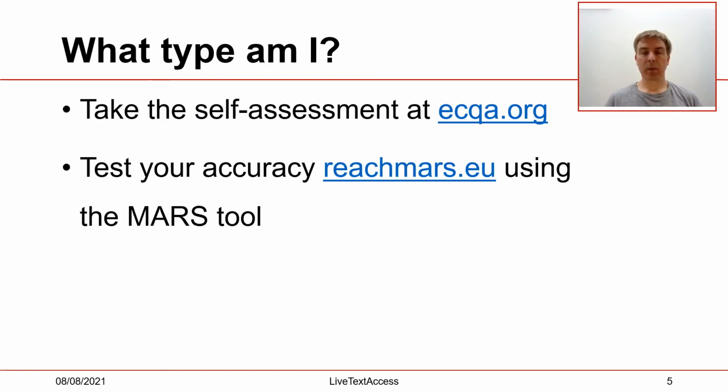To understand what type of learner you are, we suggest you take the self-assessment at the ECQA platform at ecqa.org and measure how rapidly and accurately you can velotype at reachmars.eu.